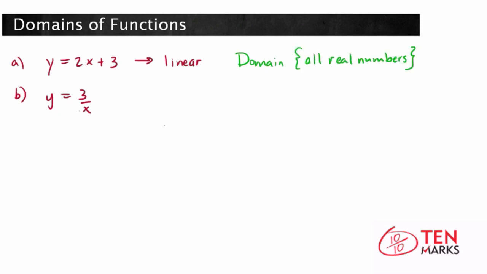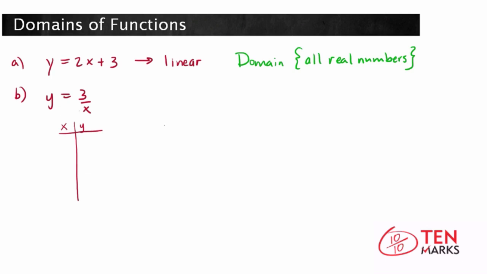Now think about the second equation. This equation is not linear. You can tell because there's a variable in the denominator. This equation has y equals 3 divided by some number. To figure out what the domain is, think about the input values and the output values they will produce.